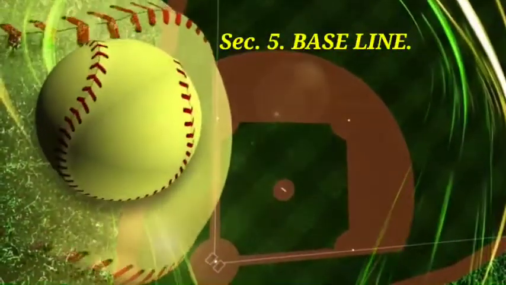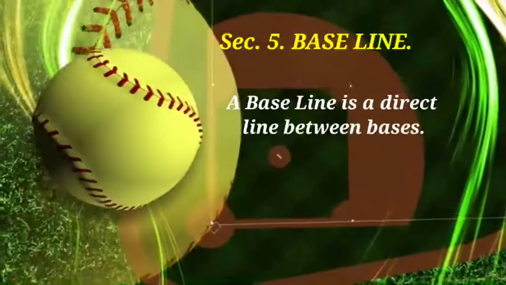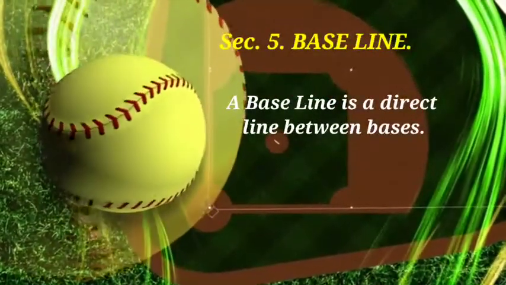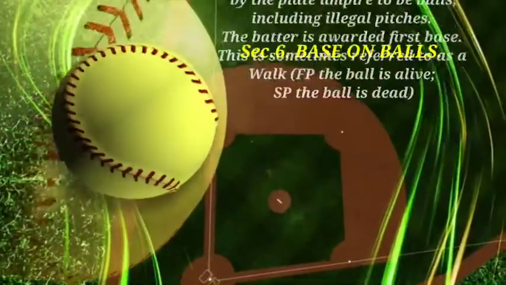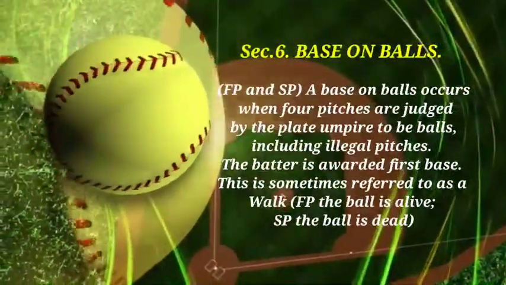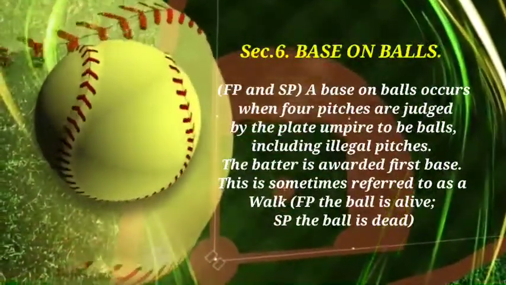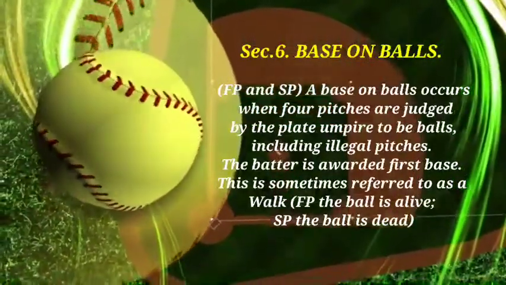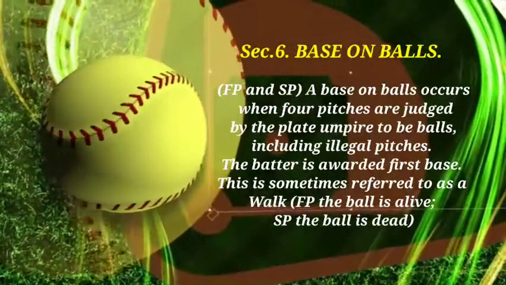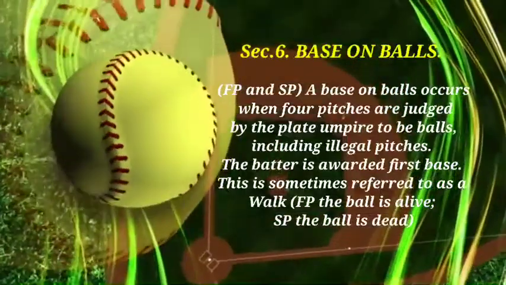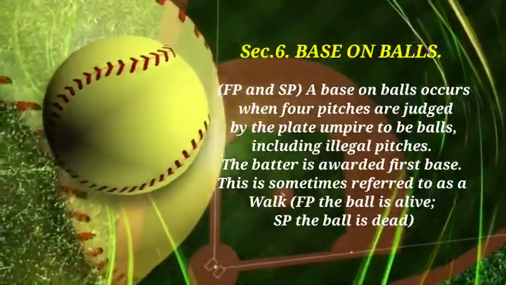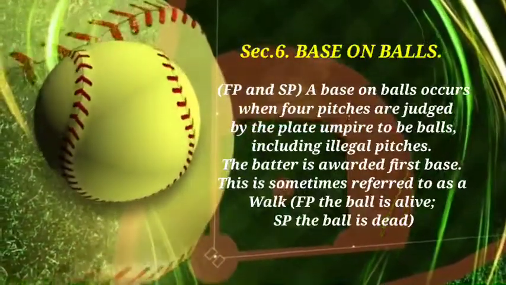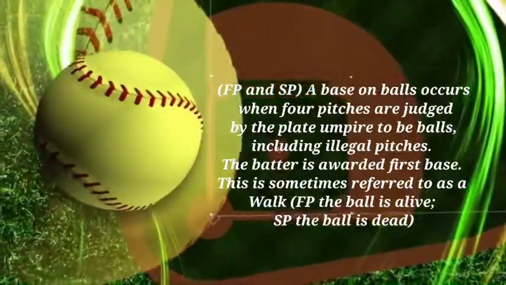Section 5 Baseline. A baseline is a direct line between bases. Section 6 Base on balls. FP and SP. A base on balls occurs when 4 pitches are judged by the plate umpire to be balls, including the illegal pitches. The batter is awarded first base. This is sometimes referred to as a walk. FP, the ball is alive, and SP, the ball is dead.